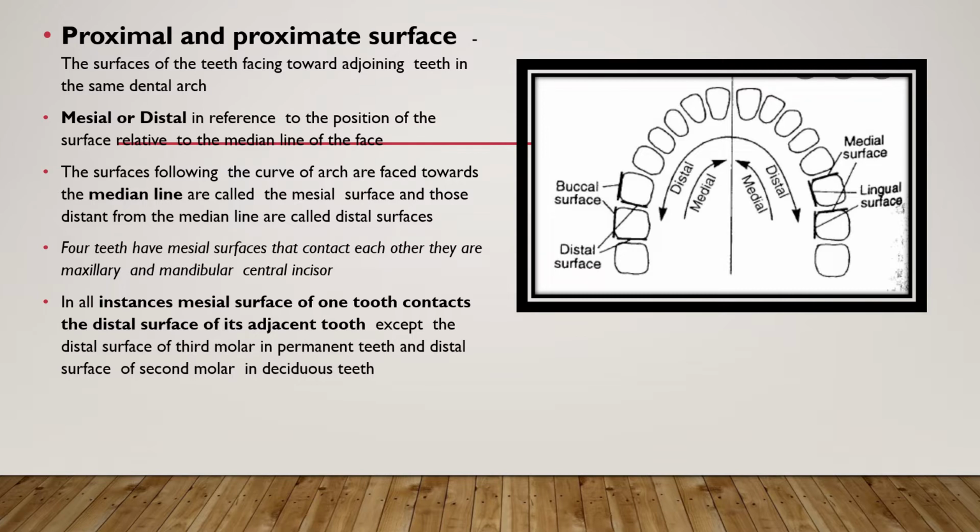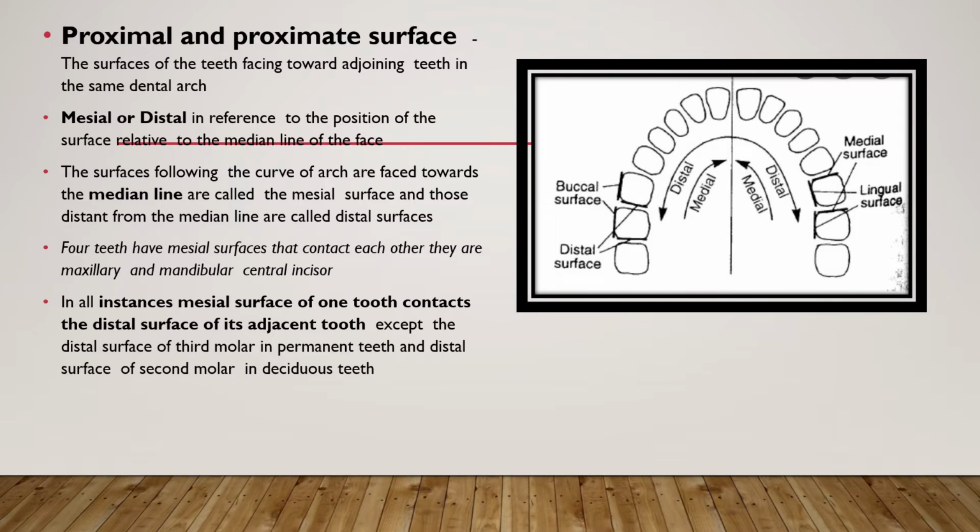Now, if the surface is facing towards the median line, then it is called the mesial surface, and if the surface is distant from the median line, then it is called the distal surface, as you can see in the picture. Now there are four teeth in the oral cavity whose mesial surfaces contact each other. These teeth are the maxillary and the mandibular central incisors.